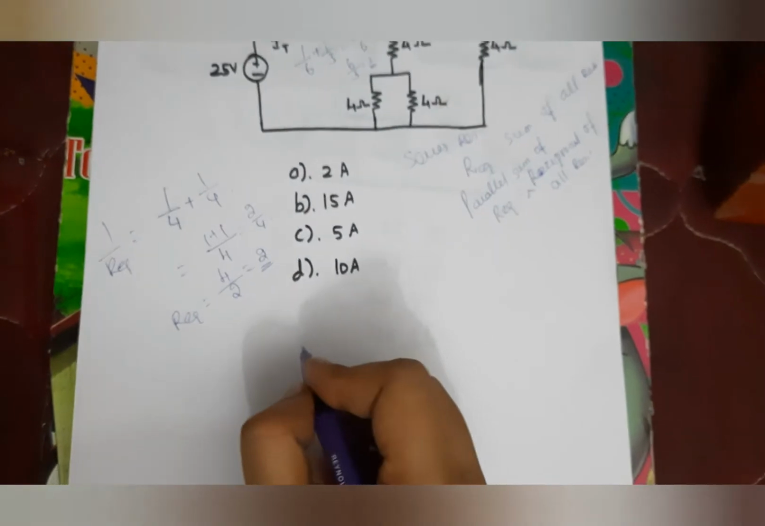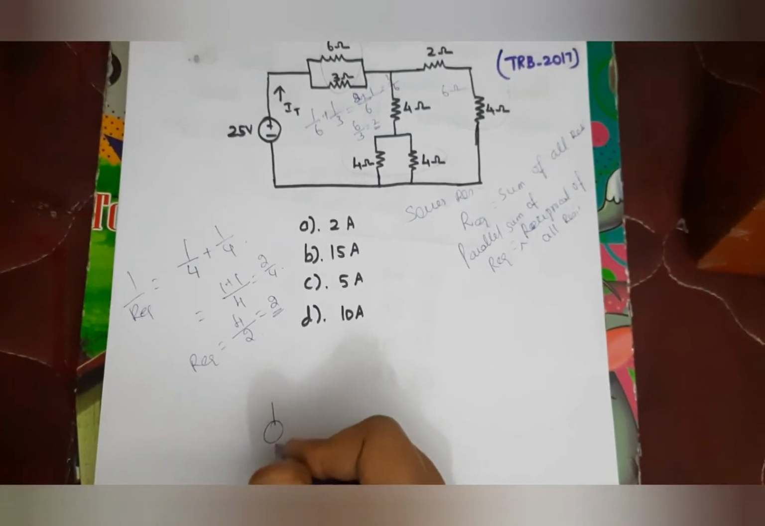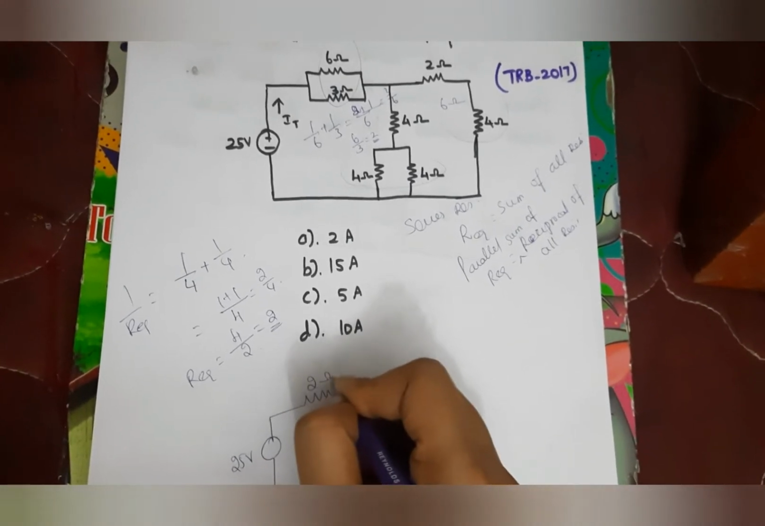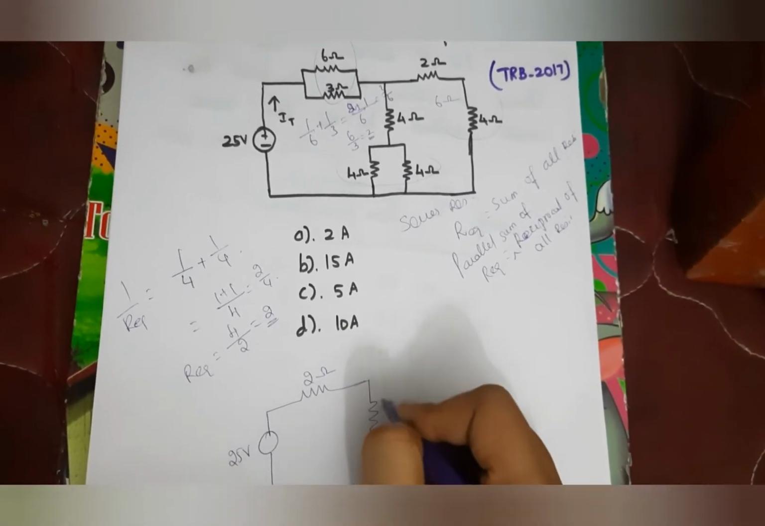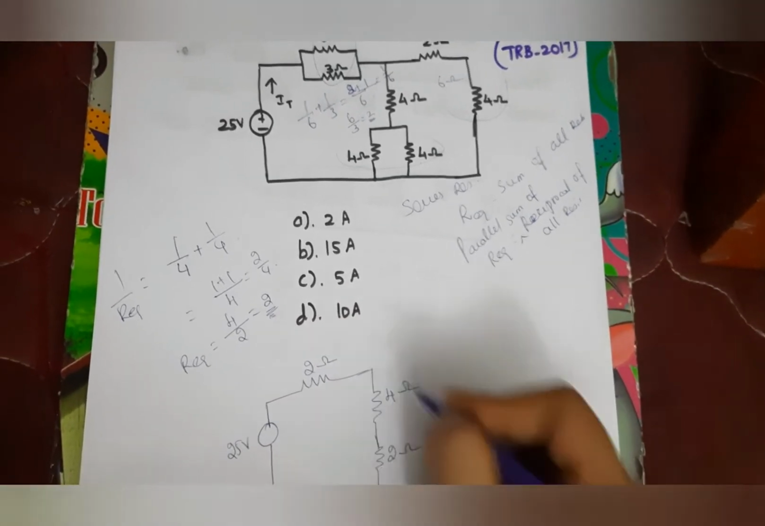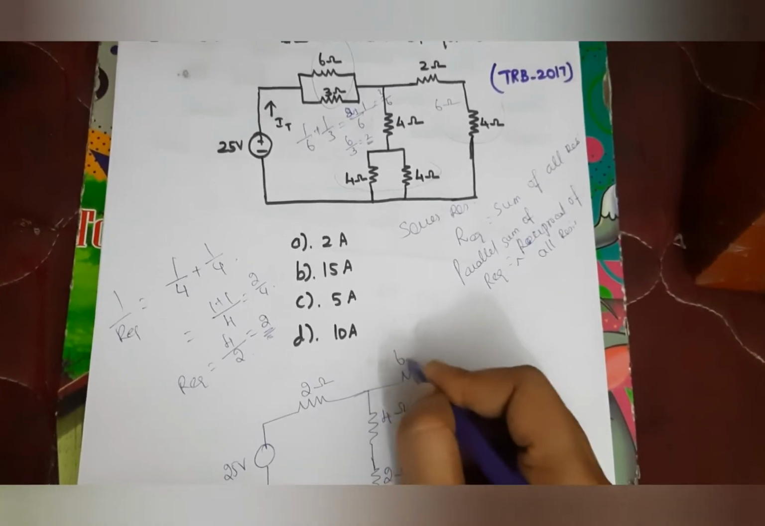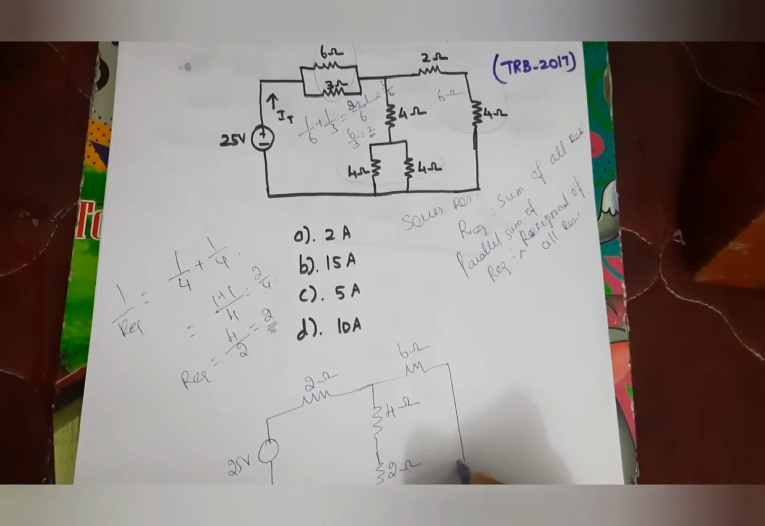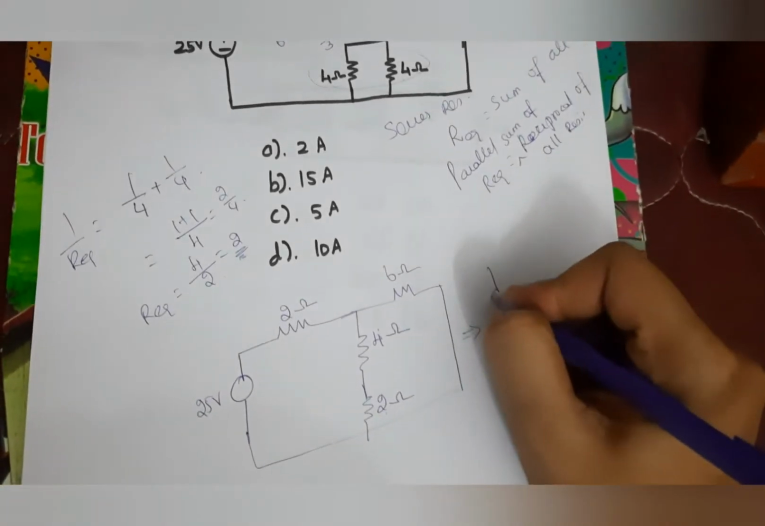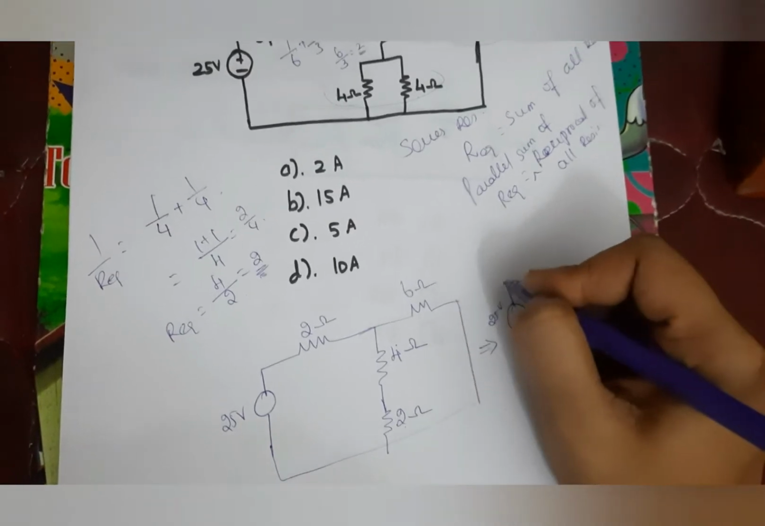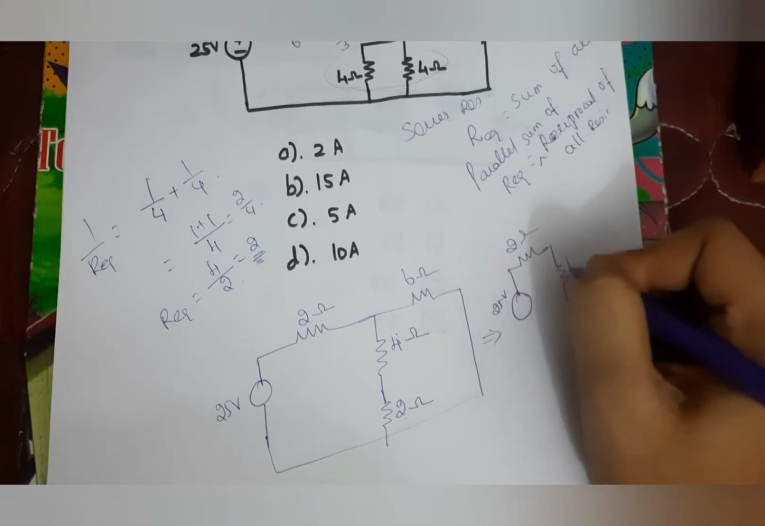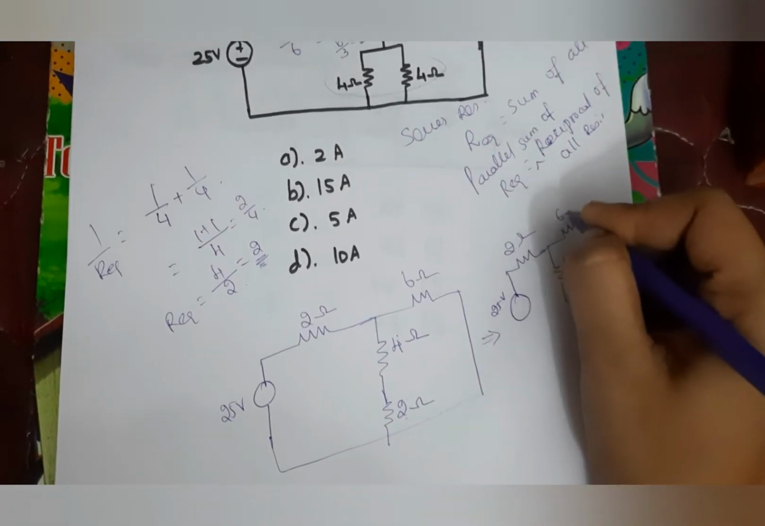So the equivalent circuit of this is, this one is 25 volt and this one is 2 ohm and this one is 4 ohm in series connection with this 2 ohm. Again these 2 become 6 ohm. Again these 2 are series connected, so this becomes 25 volt, 2 ohm and this becomes 6 ohm and 6 ohm.